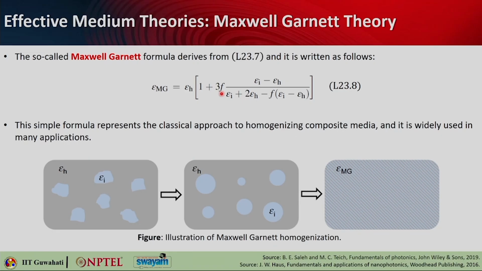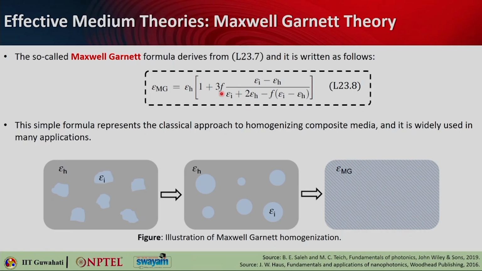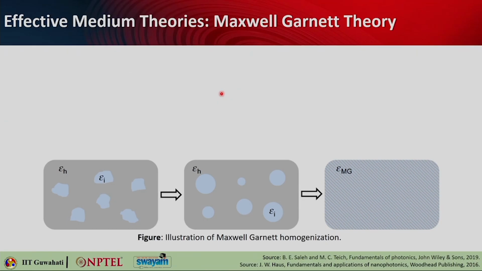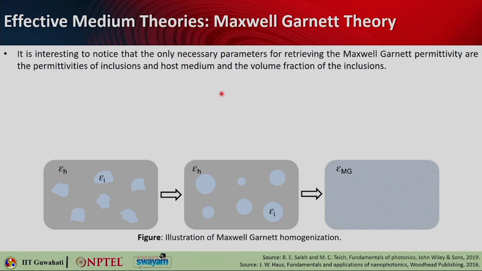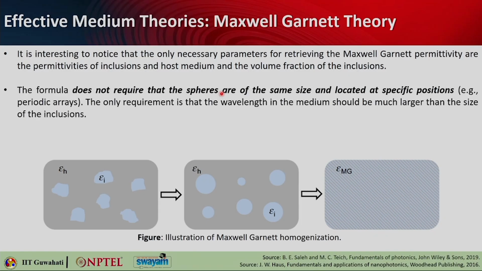Fine. So, this simple formula represents a classical approach to homogenization of the composite media, and it is widely used in many applications. Remember, here we have to make sure that the nanoparticles are far away from each other, so that they are not interacting. Now, it is also important to notice that the only necessary parameters for retrieving the Maxwell-Garnett permittivity are basically three things, as I mentioned: the volume fraction and the two permittivities. This formula does not require the spheres to be of the same size or to be located at a specific location. So, all these requirements are not there.